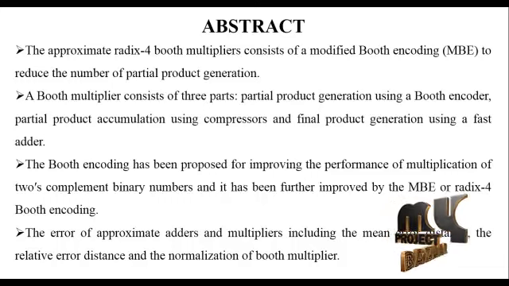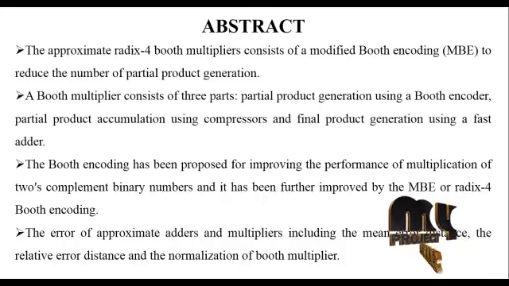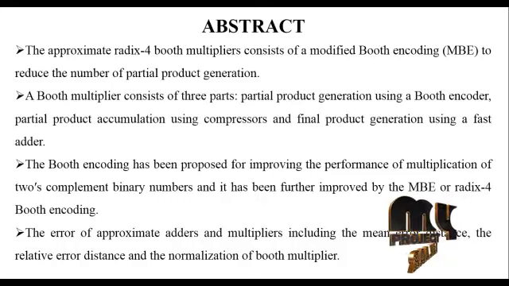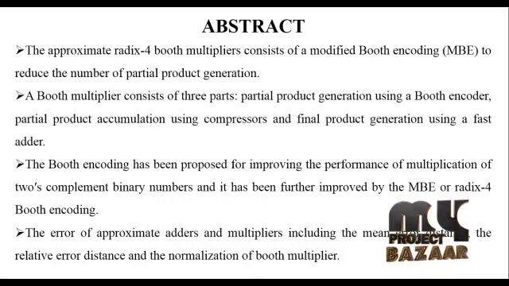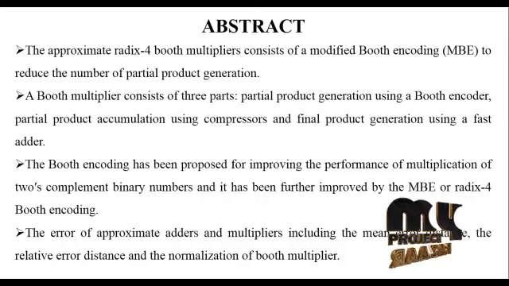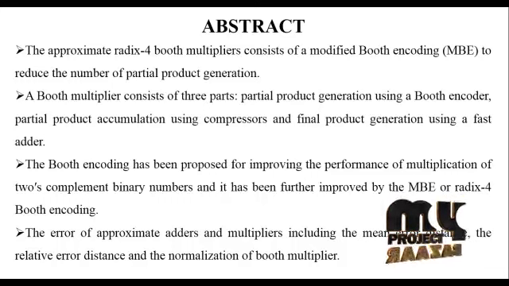This is the Booth multiplier for the proposed method, while the existing method is the Vedic multiplier. The Booth multiplier consists of 3 parts. One is partial product generation using the Booth encoder. Another is partial product accumulation using the compressor, and finally product generation using the fast adder. So these are the 3 processes based on the Booth multiplier concept.